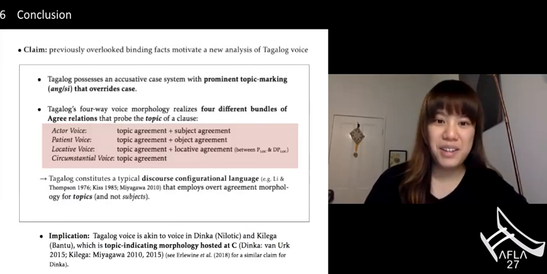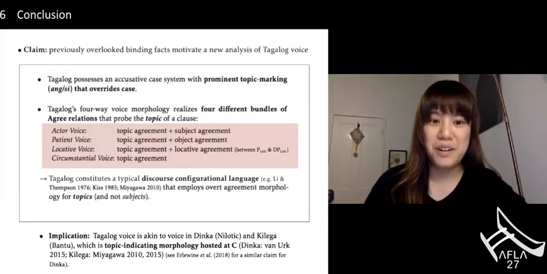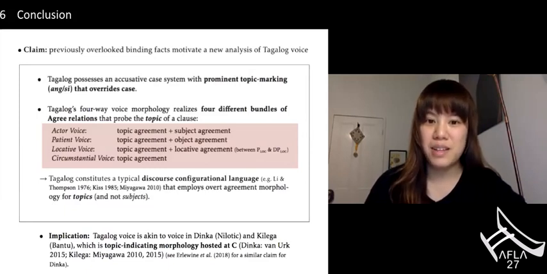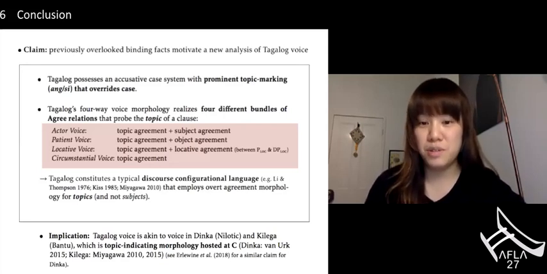Okay, so a quick conclusion. I propose that Tagalog might be best analyzed as an accusative language with prominent topic marking and overt topic agreement that bundles with other types of agree relations in its morphological spell out.